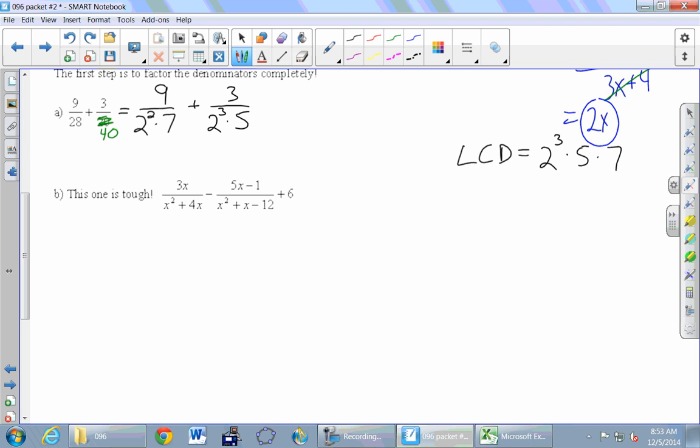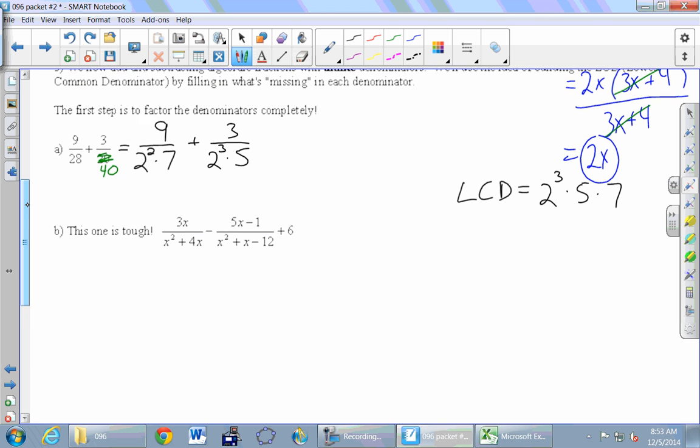Okay, and so now we're going to do this idea of, I wrote the word up here, missing. We're going to fill in what's missing in the denominators. So let's look at this denominator right here. I have 2 squared and I have 7. I'm trying to build 2 cubed and 5 and 7. What is it missing? A 2 and a 5. So I'm going to multiply down here by 2 and by 5.